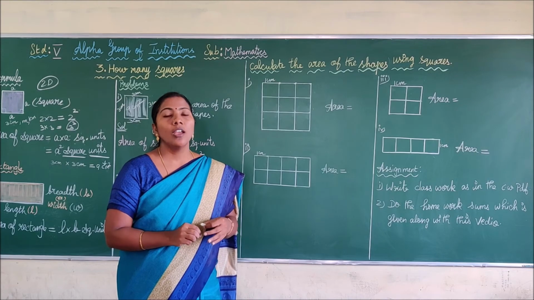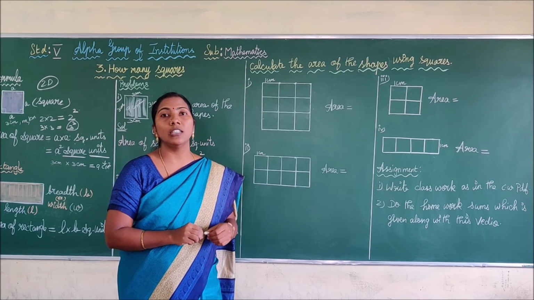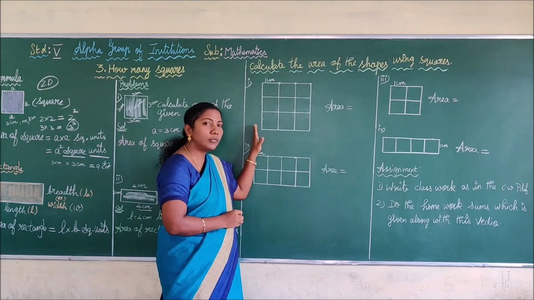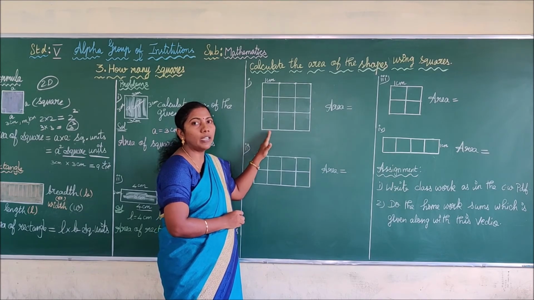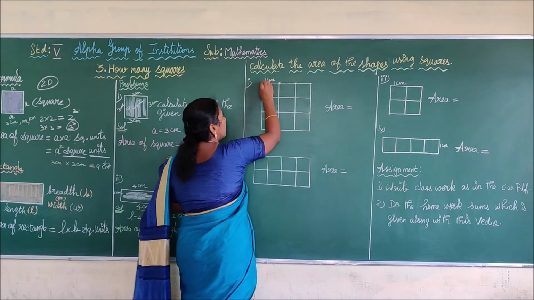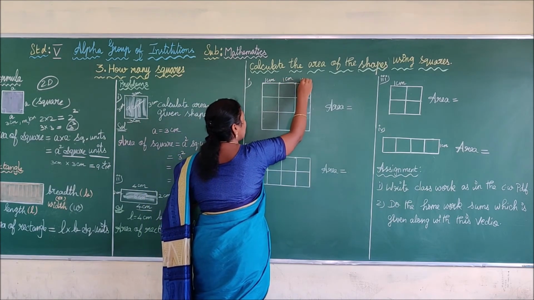But now we are going to find the area of the given shapes by using the square. How? Let us see. See here, children. This is the given shape. The given shape is divided by 1 centimeter, 1 centimeter squares. See here. This is 1 centimeter and this is 1 centimeter and this is 1 centimeter.